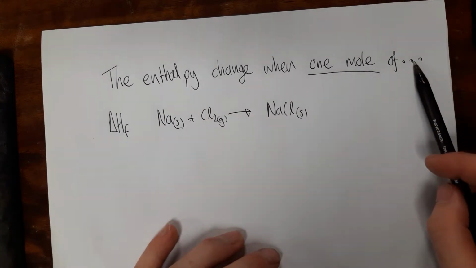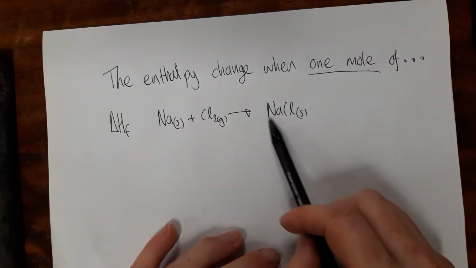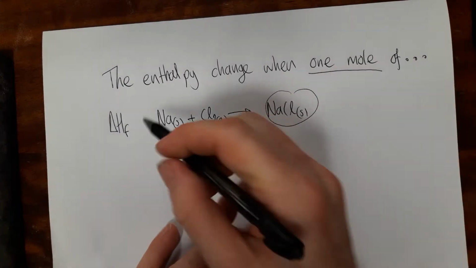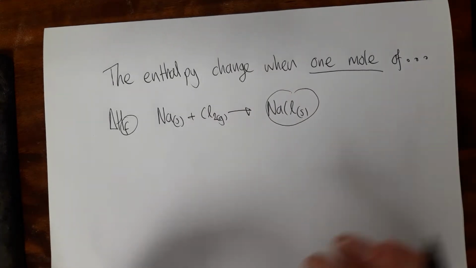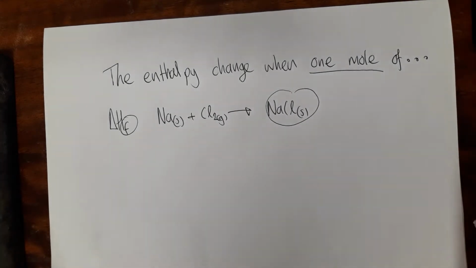So you don't need to learn this bit. 1 mole of a substance is formed, and there's the clue there from formation, from its constituent elements in their standard states with everything under standard conditions.